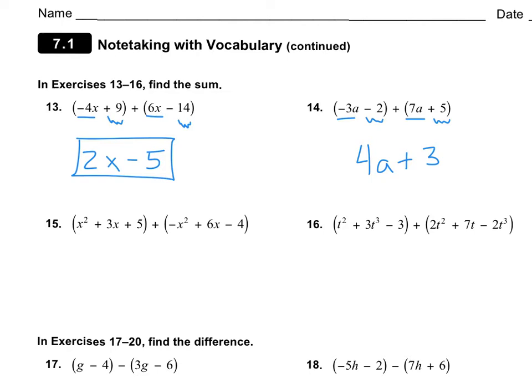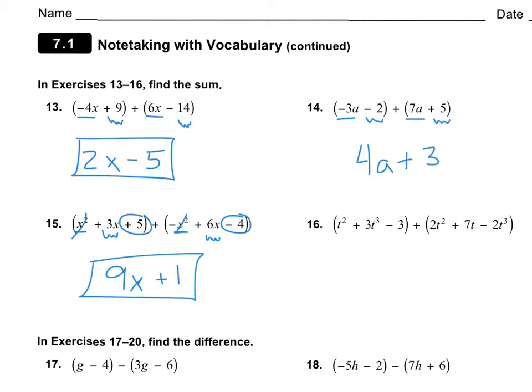Then when we get to 15, we have to make sure we're careful with x squareds and x's. So I'm taking this x squared with the other x squared. So 1x squared minus 1x squared is going to cancel. Then I can use 3x and 6x makes 9x. And then I have plus 5 and minus 4. So 5 minus 4 is positive 1. So plus 1. That's my final answer there.